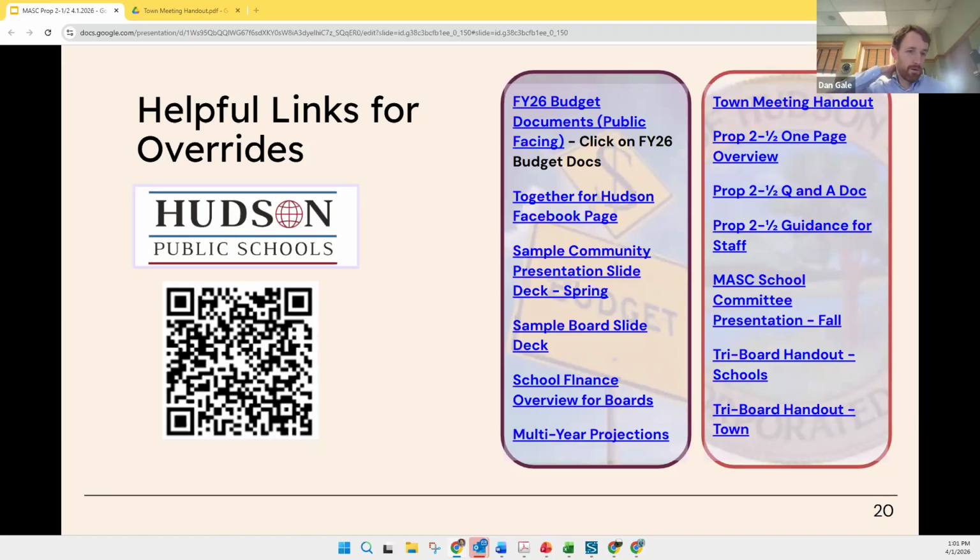Yeah, Liz, if you wanted to email me your presentation, I can add it to this QR code. I have other towns' presentations linked on this QR code, as well as Hudson's and general Prop 2.5 best practices. But yeah, we're running up to the 1 o'clock, right, Laura?